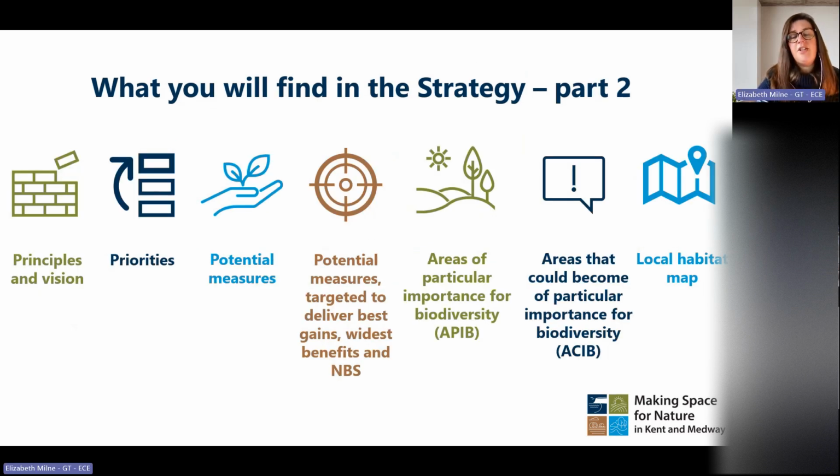Part 2 of the strategy basically sets out the key legal requirements, the things we had to produce for the strategy. These were the principles and vision, the priorities, the potential measures, the mapping of those potential measures, and 3 broad scale maps: the areas of particular importance for biodiversity, the areas that could become of importance for biodiversity, and the local habitat map. This part of the presentation will take you through each of those in part, starting with the principles and vision.